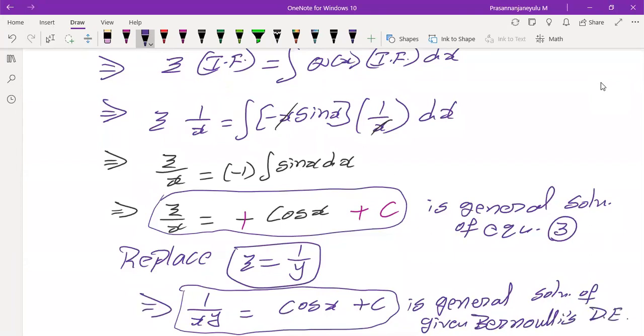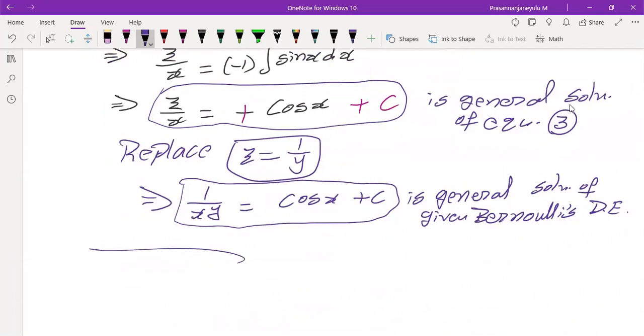Okay, this is the thing. Still, any other doubts?